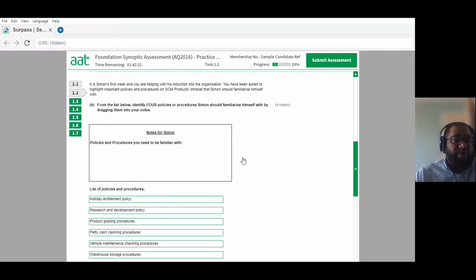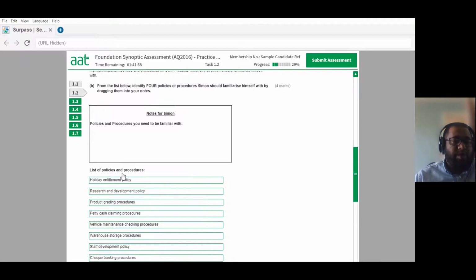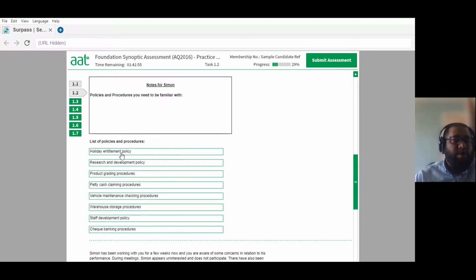It is Simon's first week and you are helping him with induction into the organization. You've been asked to highlight important policies and procedures on SCM's product internet that Simon should familiarize himself with. So if you look at that here, this is the company's policies and procedures. So it is going to be mostly internal because it's in the internet. So you need to do what you need to do. So Simon needs to know about what is the holiday entitlement policy. Of course, any employee who works for a company must know what sort of entitlement they are due.